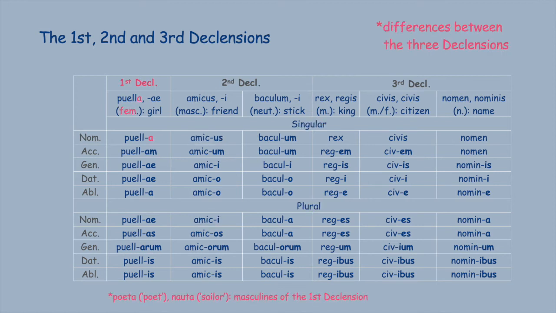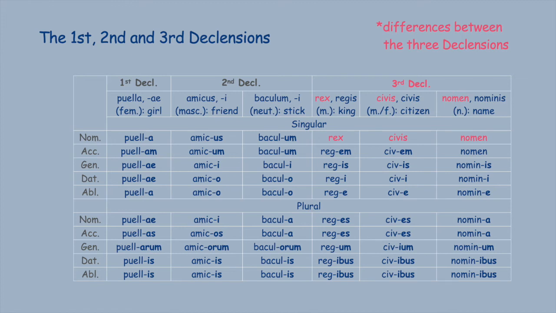First declension nouns like puella end in a and are all feminine except for certain jobs. So the words poeta, poet, and nauta, sailor, are masculine. Second declension nouns ending in us, like amicus, are masculine, while those ending in um, like baculum, are neuter. Third declension nouns can be any gender, and there's no standard form for the nominative singular, and so we can find a great range of different patterns.